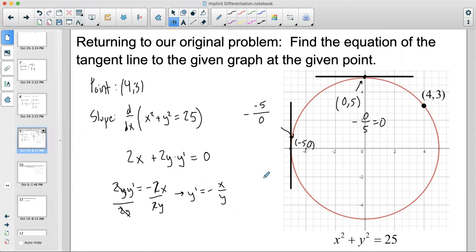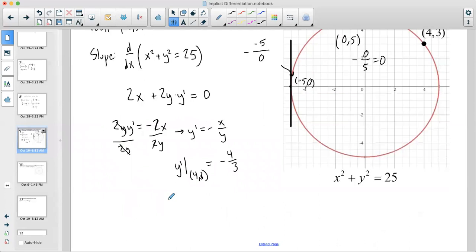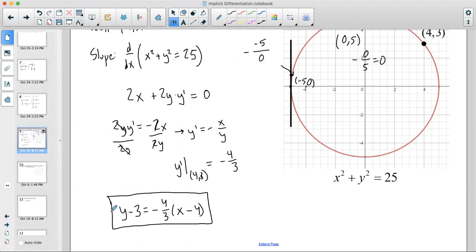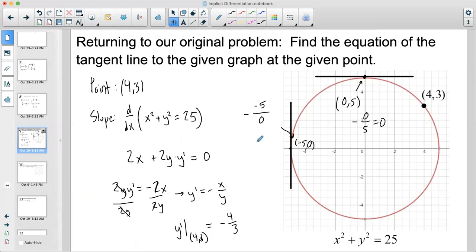We don't have to guess though, because we know x is 4 and y is 3. So y prime at the point (4, 3) is negative the x coordinate, 4, over the y coordinate, 3, which is -4/3. That's my slope, and the point was (4, 3). So now I do y minus 3 equals -4/3 times (x minus 4). Did I do that right? Yeah, 4 for x and 3 for y and -4/3. So this is now the equation of that tangent line.